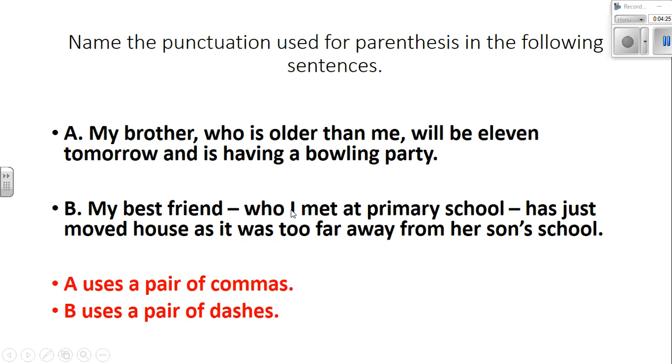Your second one, exactly the same. My best friend, who I met at primary school. There's your relative clause, your extra bit of information, which has been added in using a pair of dashes. Hopefully that all makes sense.